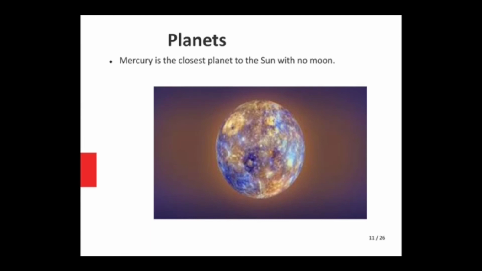The first planet is Mercury. Mercury is the closest planet to the Sun. It has no moon of its own. Here, moon means the natural satellite. Its day temperature is 427 degrees Celsius, and when it is night, the temperature is minus 183 degrees Celsius. It takes 88 days to complete one revolution around the Sun.